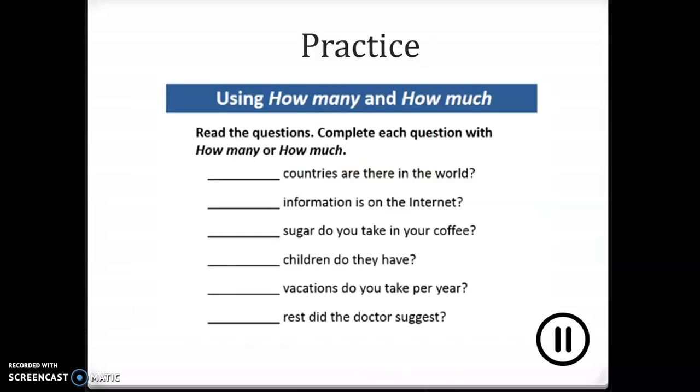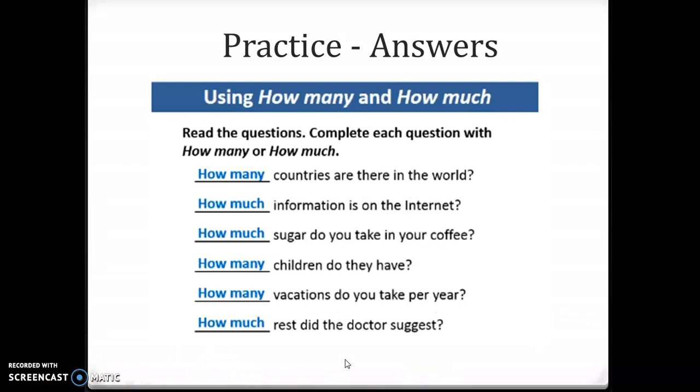Okay, let's practice using how many and how much. Read the questions, complete each question with how many or how much. Pause the screen and play again when you're ready to check your answers. So how did you do?